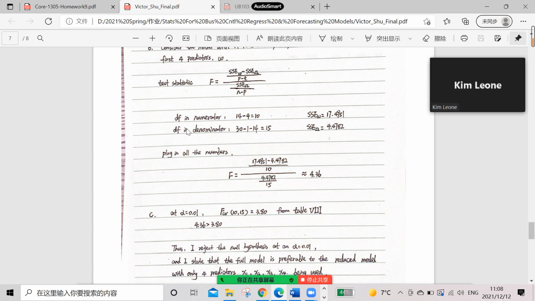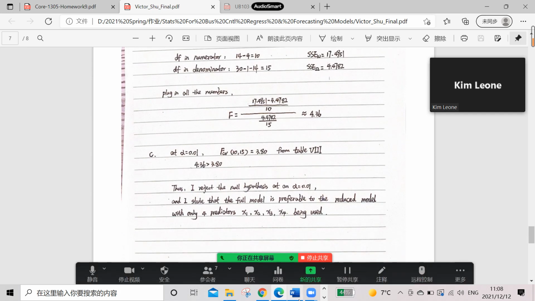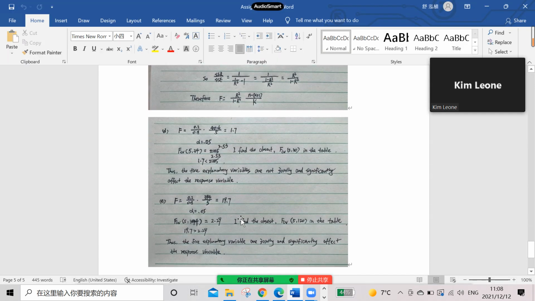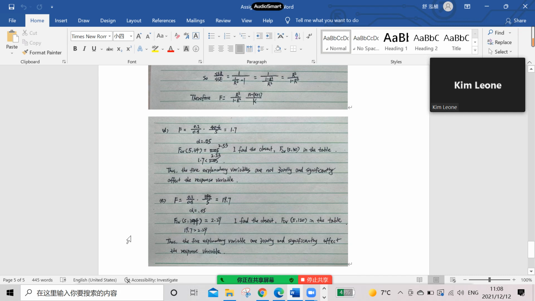Okay, wait, now I'm confused because I was looking at D in your answer. There we have the F calculated is 1.7, which is less than F critical from the table, which is 2.53. And then we rejected. So how come in part E it's different? Do you mind scrolling down a little bit? F calculated is 19.7 and F critical is 2.29. Now our F calculated is greater than F critical, and now we're rejecting? Yes, I think we're rejecting the null hypothesis.